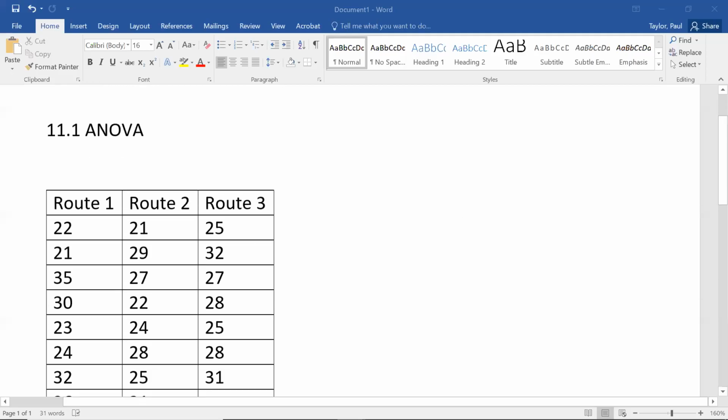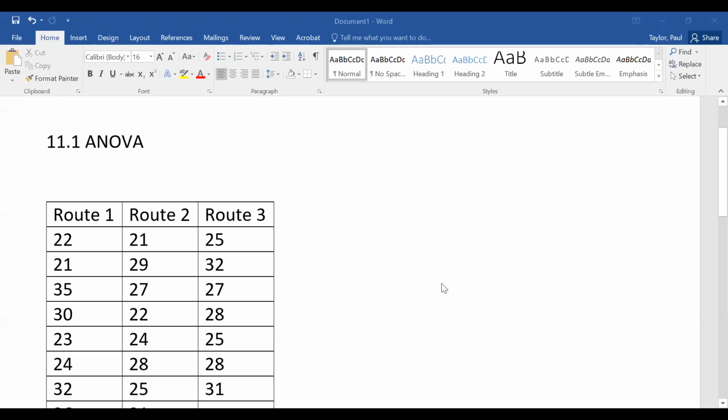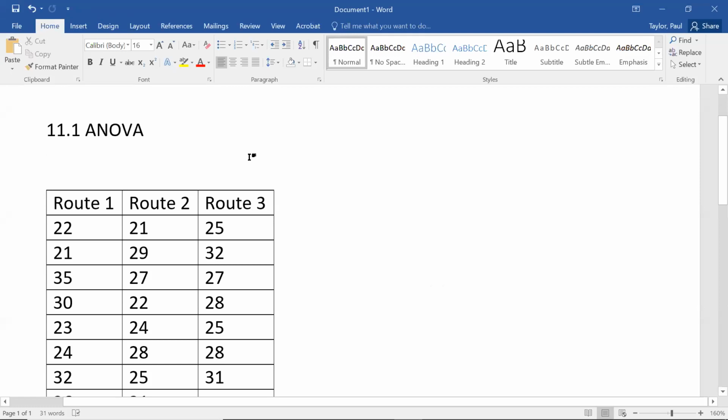Everyone. This is our class for, I guess this would be Friday, April 24th class. We're moving on to section 11.1, which is a test called ANOVA.